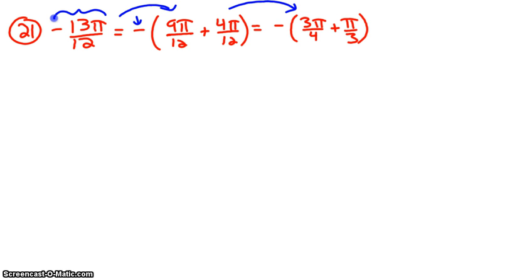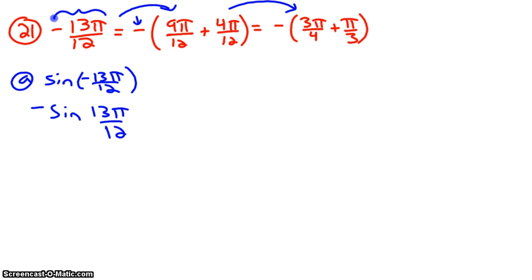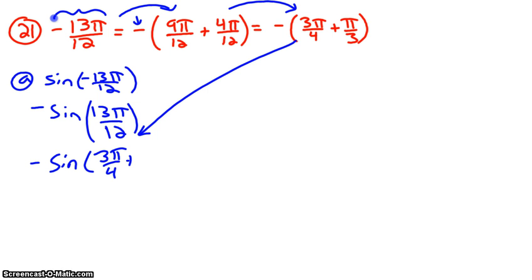So let us begin this process. We are asked, for A, to find the sine of this negative 13 pi over 12. And again, I'm going to remind you of our functions being odd or even. Sine is an odd function, so it is really writing negative sine of 13 pi over 12. 13 pi over 12 will be replaced with my new identity here, which tells us sine of 3 pi over 4 plus pi over 3.